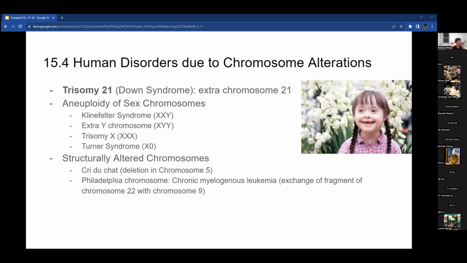Another famous one is the Philadelphia chromosome. You take a tiny piece of chromosome 9 and exchange it with a piece of chromosome 22, and that results in chronic myelogenous leukemia. Because of the way that promoters are arranged, the exchange of DNA makes the gene for the proliferation of blood cells more readily accessible. CML.